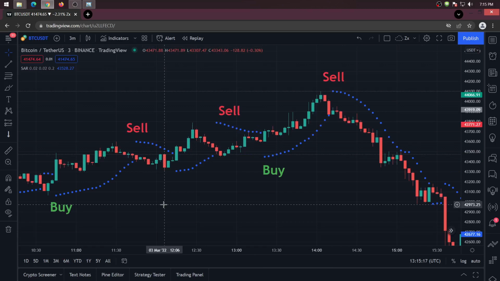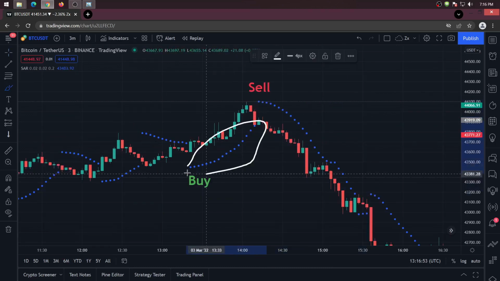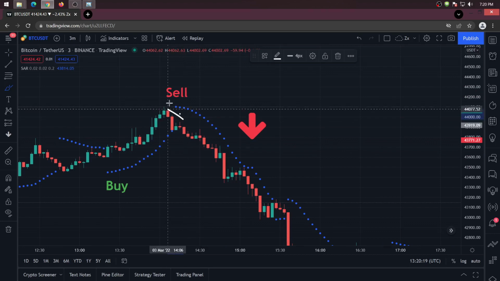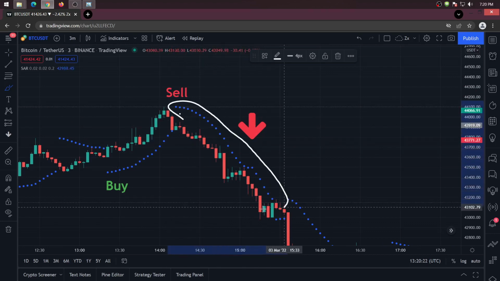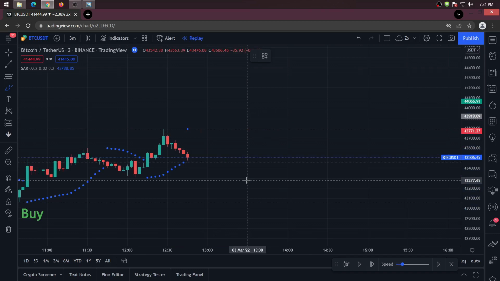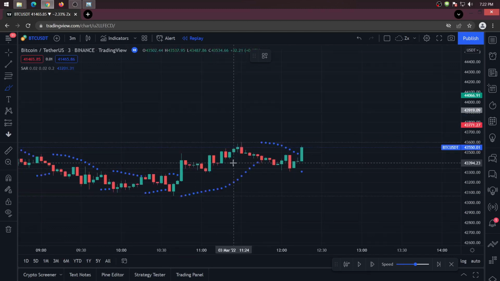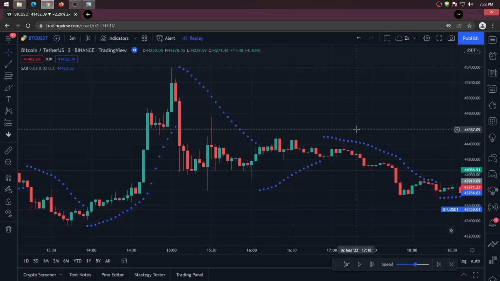The parabolic SAR indicator does a good job of generating entry and exit signals. This indicator provides two types of dots, above and below the candle. If the dot is below the candle, that means an uptrend is going to happen, and if the dot is above the candle, that means a downtrend is going to happen. The common problem with this strategy is that when people see the first dot above the candle they take a short position, and when they see the first dot below the candle they take a long position. But you have to remember this process only works for a trending market.